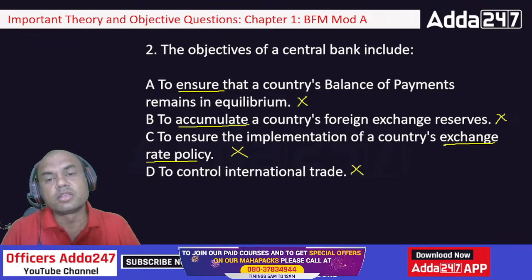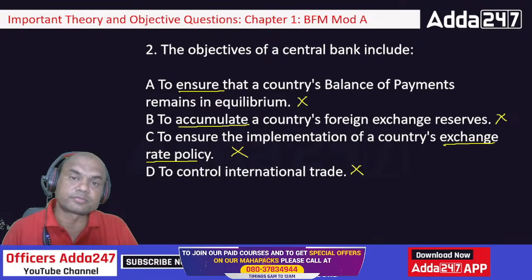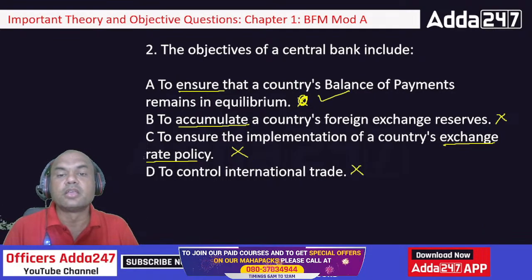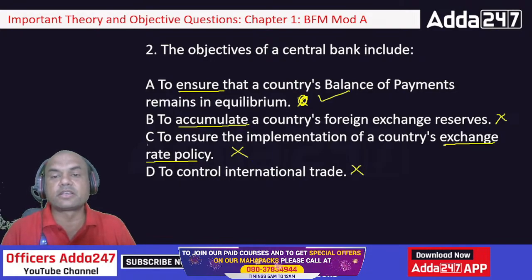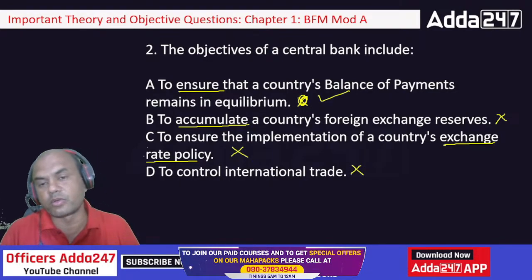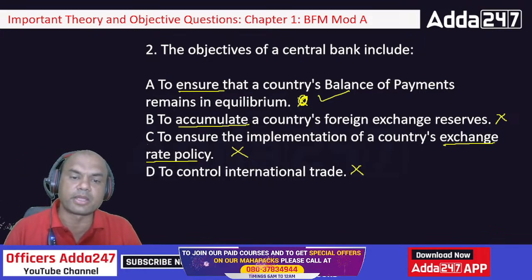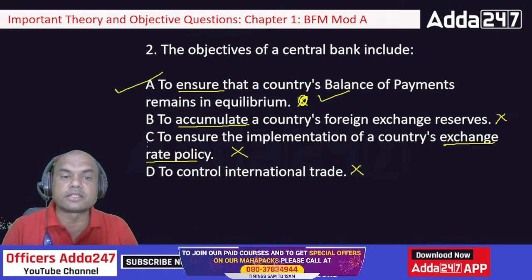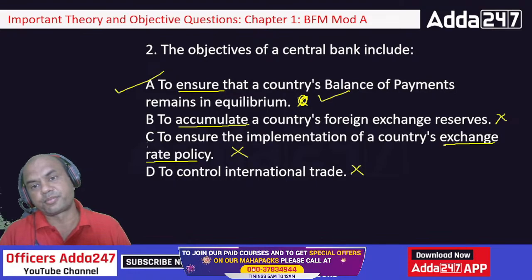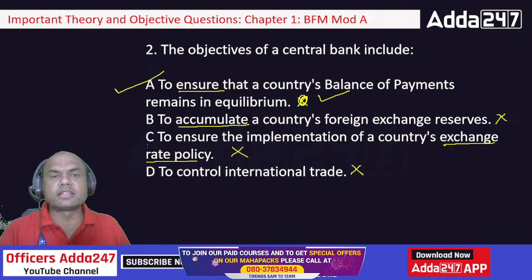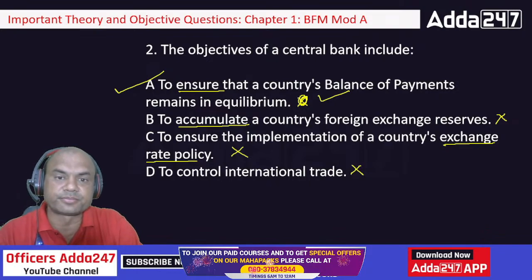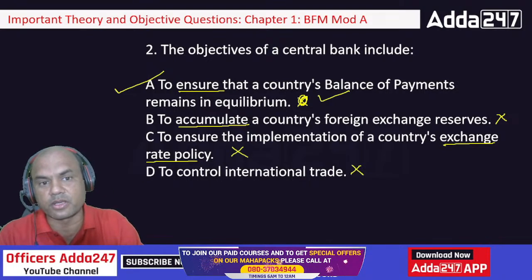So all are wrong. Now what do we do? We find the nearest one, the most appropriate one. The most appropriate one over here is to ensure that a country's balance of payment remains in equilibrium. RBI has some role over here, but in the remaining three, RBI has no role. So that will be the right answer, because it is the nearest one. RBI will always see to it that the balance of payment is kept somewhere near equilibrium, somewhere in surplus. So that can be the nearest answer.